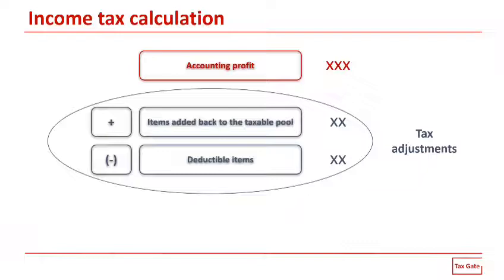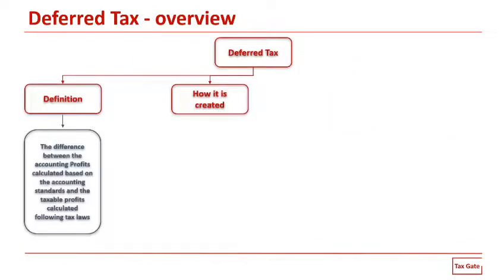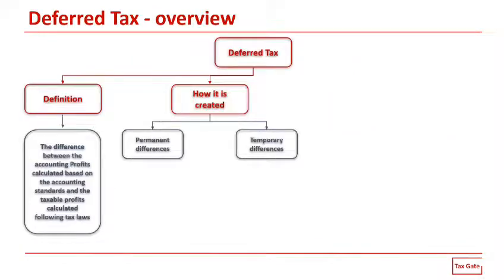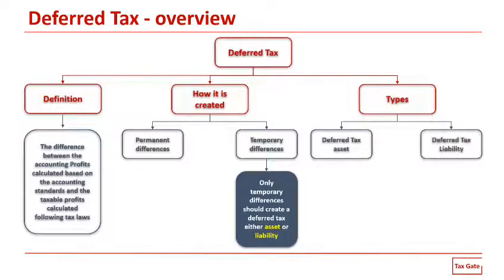the taxable profits. Well, those adjustments would include either permanent differences or temporary differences, and here we should highlight that only temporary differences should trigger deferred tax. Well, so we have discussed the deferred tax definition and how it is triggered, and now let's move to the types of deferred tax. Deferred tax would be categorized as follows: deferred tax assets and deferred tax liabilities.